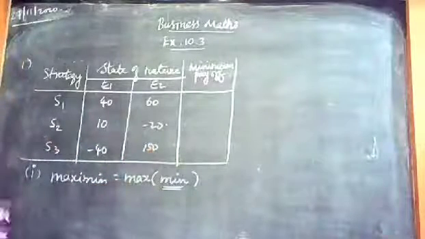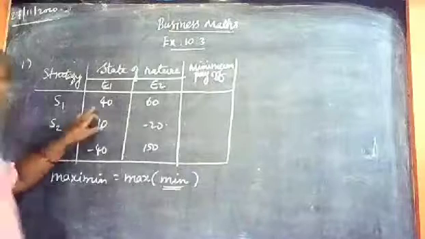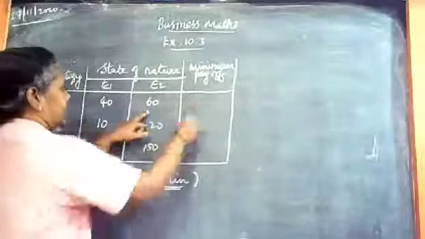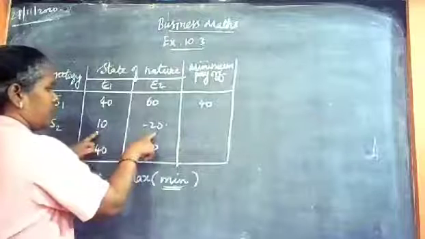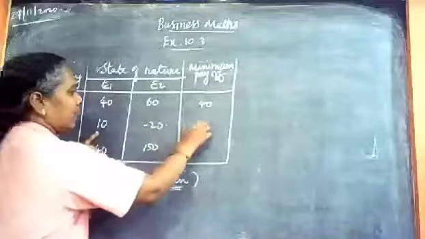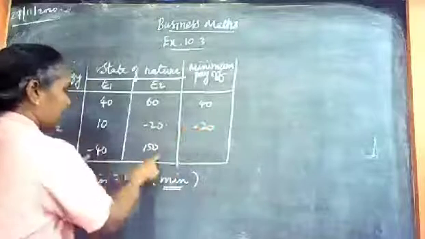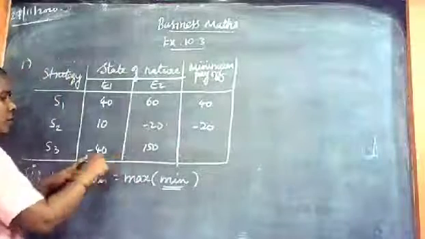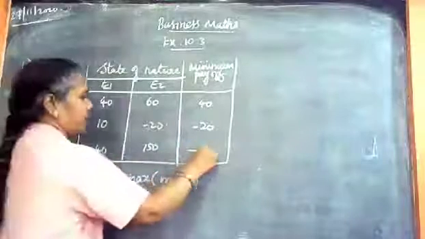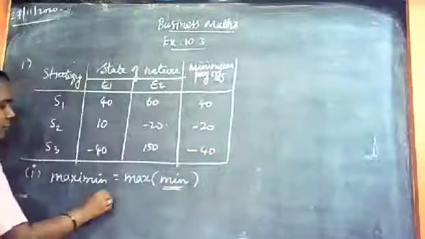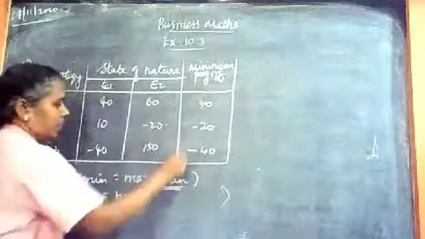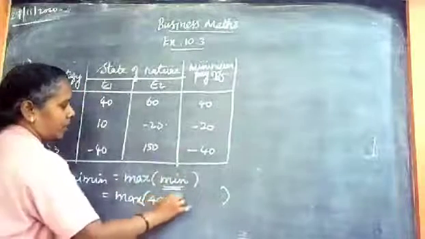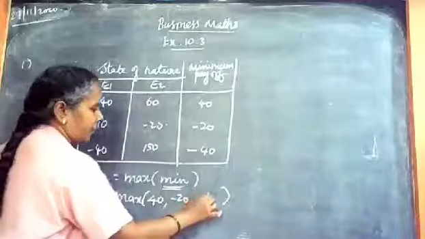Now minimum from every row you should find out and write here, children. What is the minimum value out of 40 and 60? What about the minimum value here? One positive, one negative, then the minimum value is the negative one. Here also one negative and one positive, so the minimum value is minus 40. The answers you received should be written inside the bracket: 40, minus 20, minus 40.